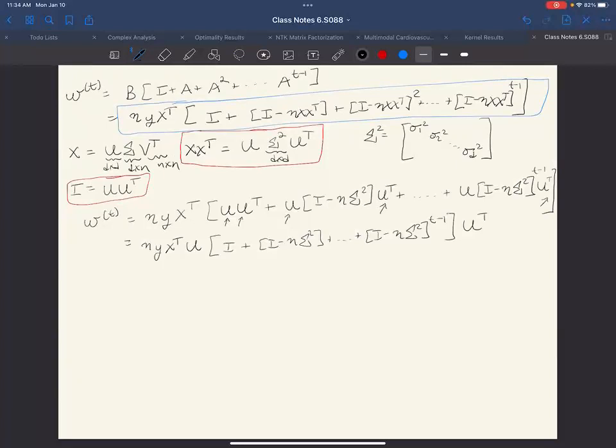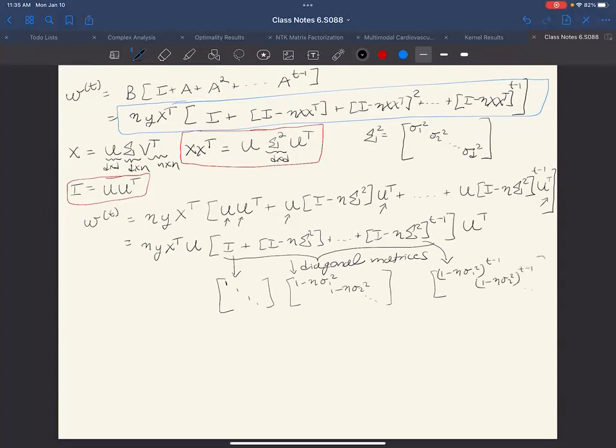Okay. Now this is good, and the reason that this is good is because all these things here are diagonal matrices. And so we can actually just look at individual elements of this. So how does this actually look? Let's just say I look at the top row. So I have here a 1. The identity matrix is going to be 1, 1, 1, D times. This one here is going to be 1 minus eta sigma 1 squared, 1 minus eta sigma 2 squared, and so on. And then all the way to this one, which is 1 minus eta sigma 1 squared to the T minus 1, 1 minus eta sigma 2 squared to the T minus 1, and so on.